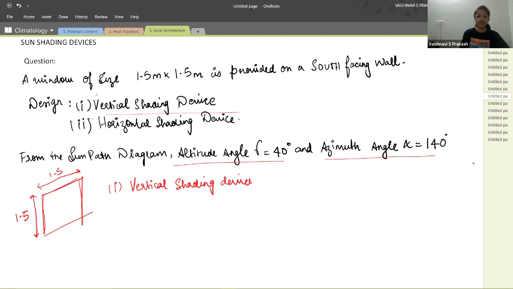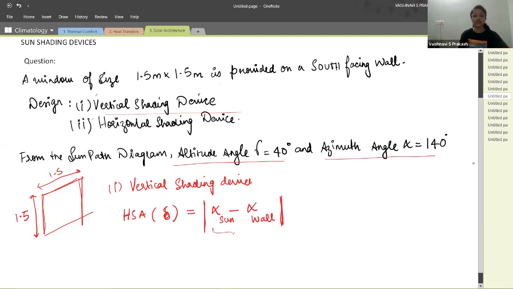For the vertical shading device, we need to calculate the HSA, which is the horizontal shadow angle. Horizontal shadow angle is given by delta, and the formula is the absolute value of azimuth angle of the sun minus the azimuth angle of the wall. This mod brackets just means that whatever value you get by doing this operation, the positive value is what is considered. So if I have a negative value, it's considered just to be the positive value.